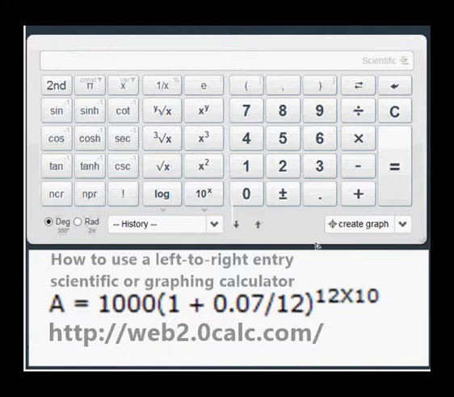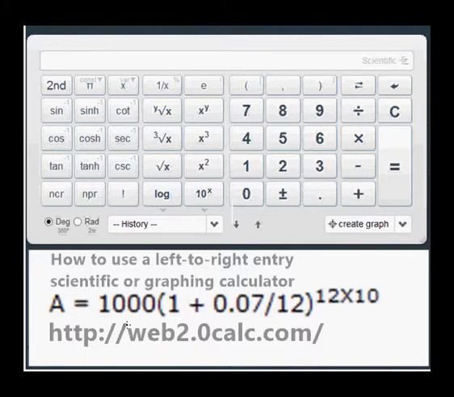In this video, I'm going to show you how to use a left to right entry scientific or graphing calculator to do a few different calculations. The first calculation we're going to do is find the total amount of $1,000 deposited in a bank or investment at 7% return, compounded 12 times a year or monthly for 10 years. We're going to calculate the total amount.